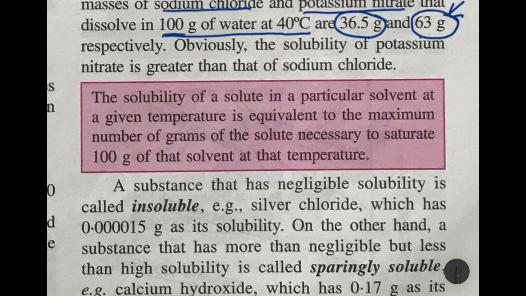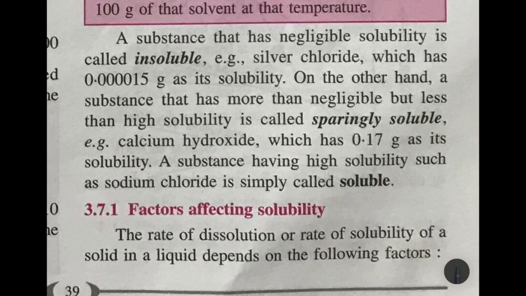Now, the solubility of a solute in a particular solvent at a given temperature is equal to the maximum number of grams of the solute needed to turn 100 grams of solvent into a saturated solution at that given temperature. Okay, now a substance that has negligible solubility, negligible means it dissolves but so little that you can ignore it, is known as insoluble.